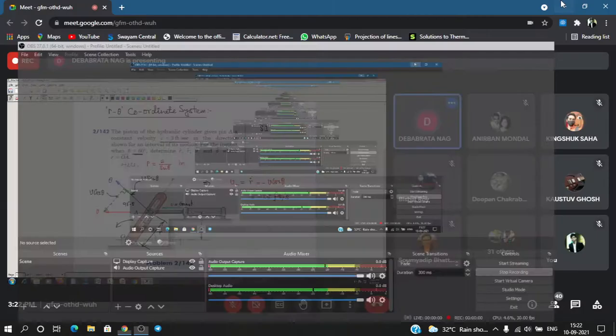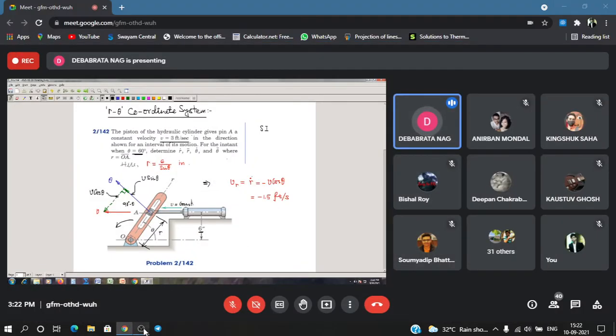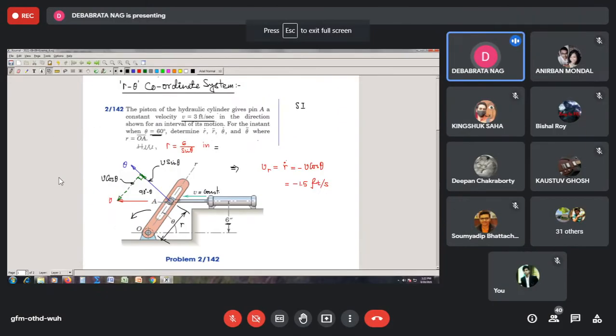corresponding value. That means for theta equal to 60 degree, we can say the value of this r will be equal to 12 by root 3, or we can say this is equal to 4 root 3 inch. Right? So this will be the value of r. Now first we need to find out r dot.